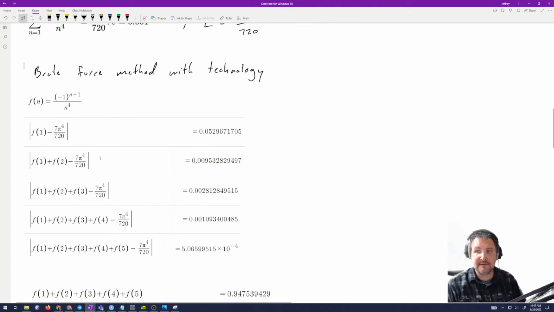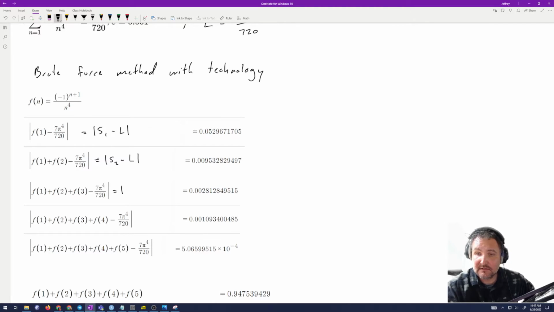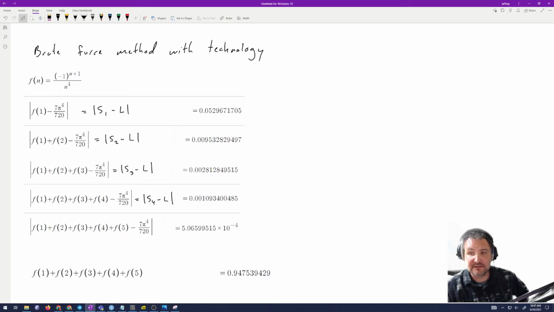And so as we can see, the first one, what we have here, this is the first sum, S1 minus the limit L. And what we have here is S2 minus the limit L, S3 minus the limit L. So what we're looking at is the difference of these partial sums away from its limit. And finally, we're getting close down here. This is the 4th partial sum minus the limit, so that's how far away the 4th partial sum is away from its limit.